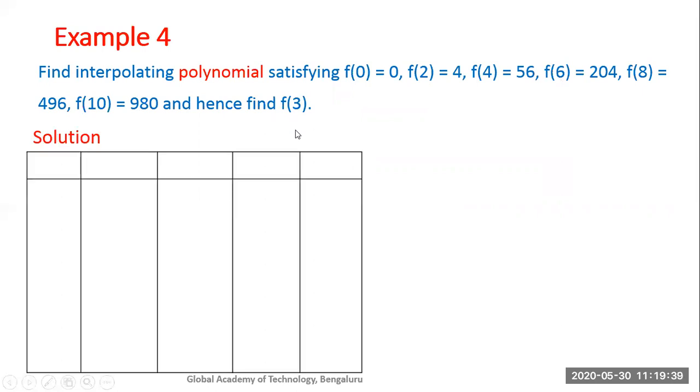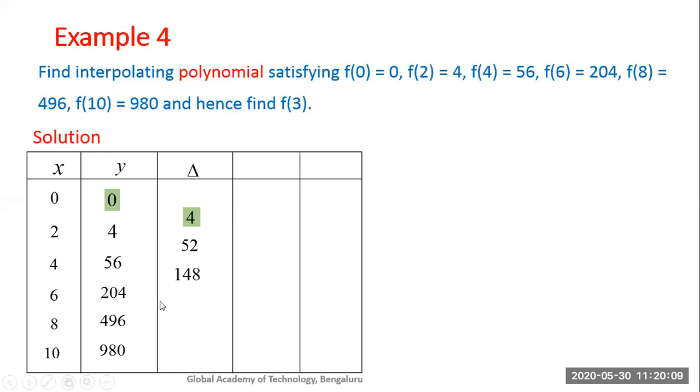So let us construct the table here. You can use either the forward difference or the backward difference. Since we need f of 3 and 3 is close to 0, we are going to apply the forward interpolation formula. For that, construct the forward difference table. So these are the given values of x and y. The first forward differences: take the difference of 4 and 0, get 4; 56 minus 4, 52; 204 minus 56, 148, and so on.